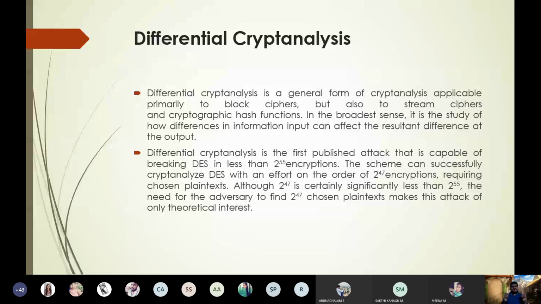We can take more than one data to encrypt at a particular time. This is known as block cipher. What is meant by stream cipher? Only one data will be taken for encryption, but for block ciphers, more than one data we can take.